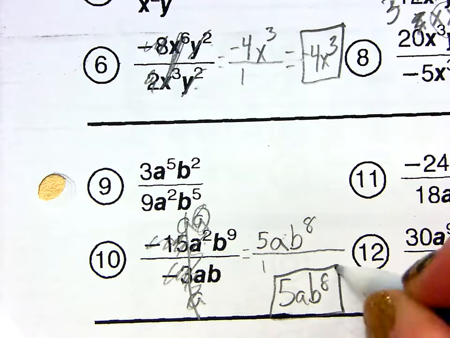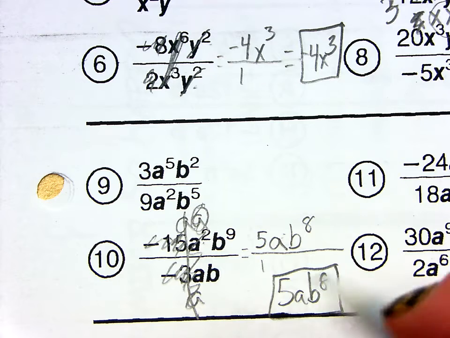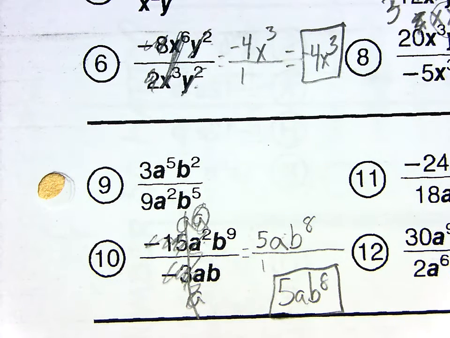So let's say the power was a negative 8, and so you would move it to the bottom. Yes.